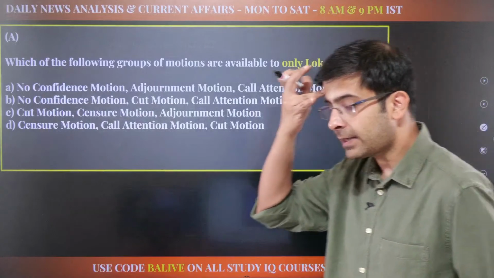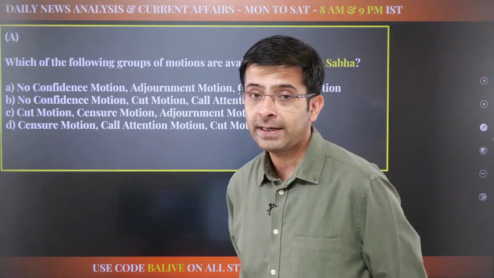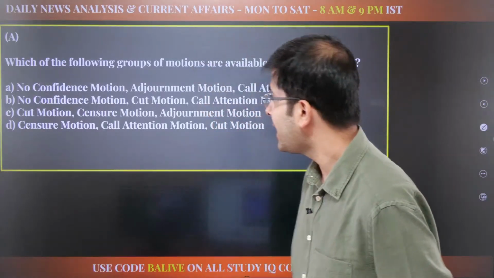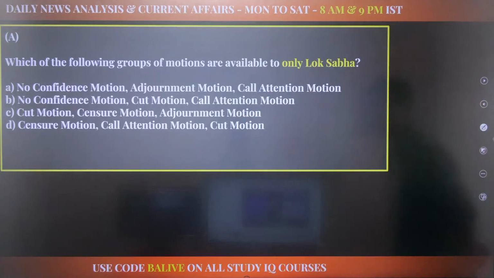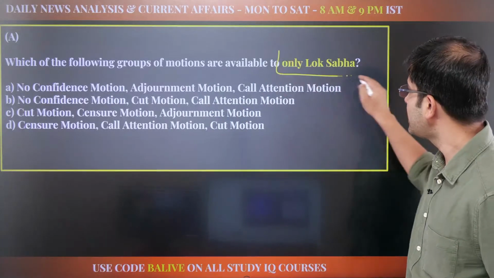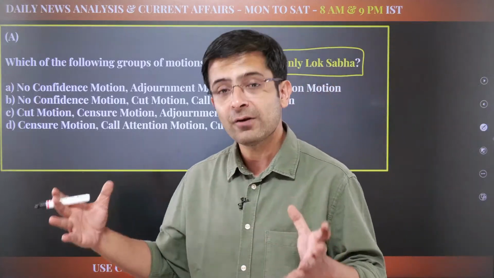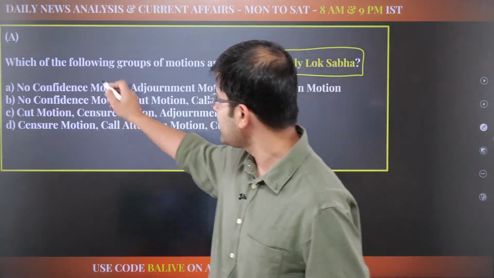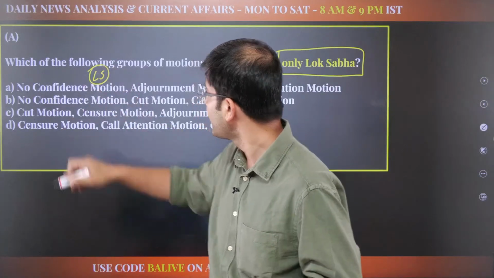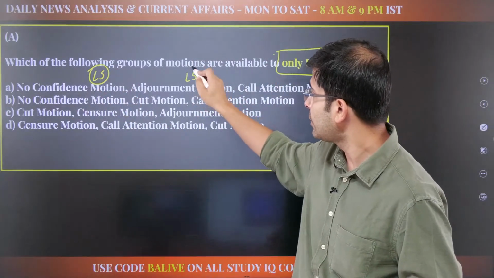So yesterday we had discussed extensively a topic from polity, no confidence motion. Since yesterday a motion was moved by the opposition in the parliament. So the question that I had for you was, which of the following groups of motions are available to only Lok Sabha? Okay, which is the only the domain of the Lok Sabha. So no confidence motion, yes, obviously Lok Sabha. Adjournment motion, of course, Lok Sabha.